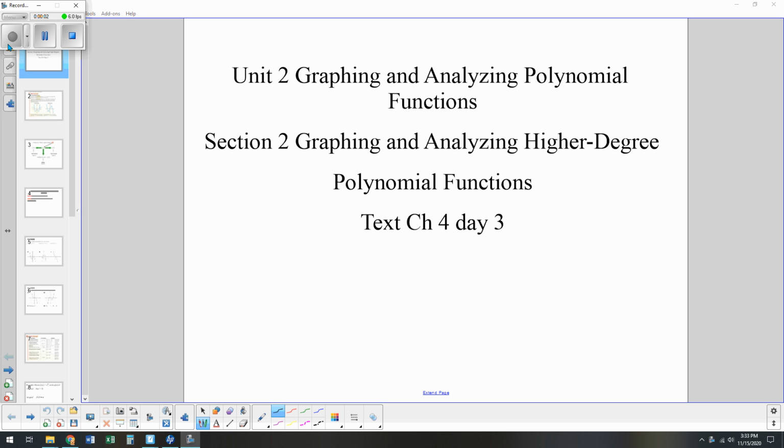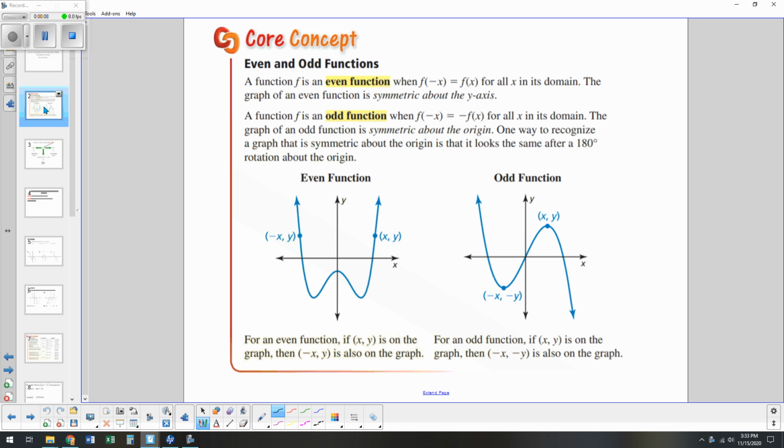This lesson is Unit 2, Section 2, and we are on Day 3 of Chapter 4. So there's something called an even function and an odd function. Even functions are functions that are symmetric about the y-axis. So exactly as it appears on the left side, it'll appear the same way on the right side, or you could look at it as a reflection over the y-axis.